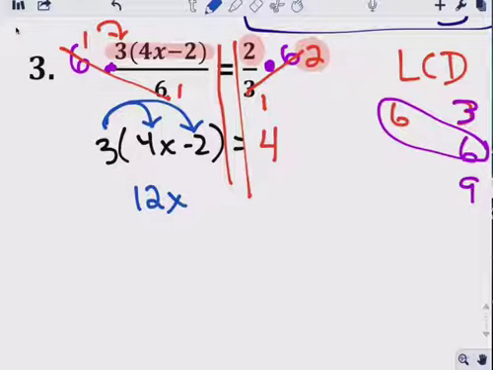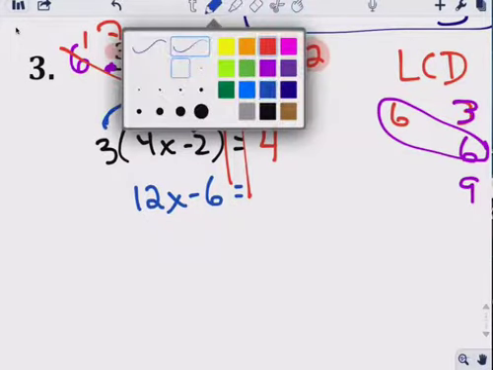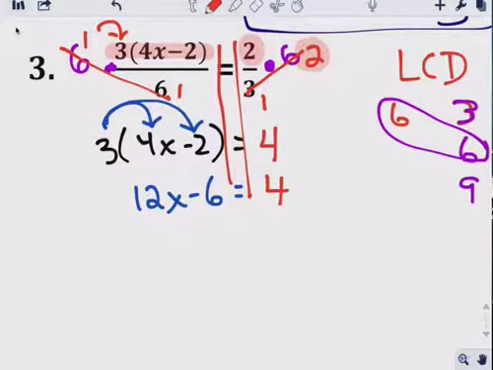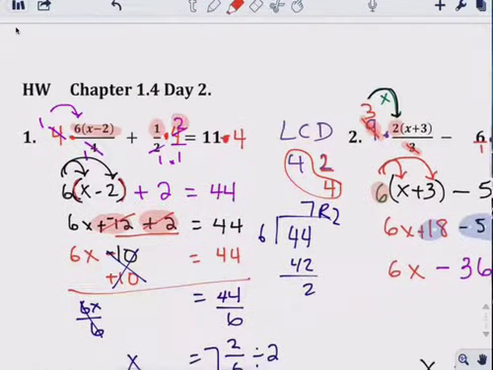A positive 3 into 2 is negative 6, equals to the 4 here. Okay, now there's nothing to combine here. There's only 2 terms. We are good. The other one had 3 terms.